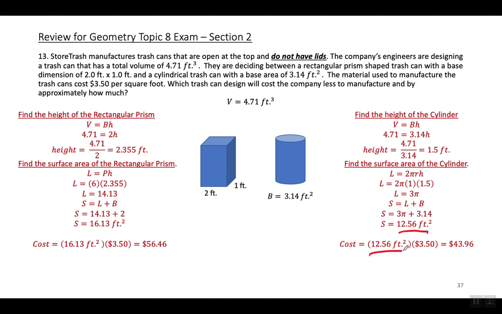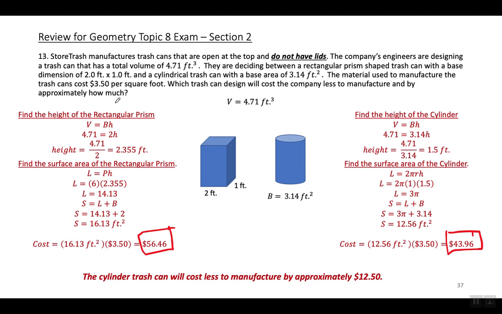I multiply 12.56 square feet by $3.50 to get the cost of making that cylindrical trash can. So now we can compare the cost of making the rectangular trash can versus the cylindrical trash can and see that the cylinder one is cheaper. And the question asked by how much? By approximately how much? So subtract those two numbers. Subtract 56.46 minus 43.96, and that'll tell you by how much it is cheaper. In this case, it's cheaper by $12.50 to manufacture a cylindrical trash can.